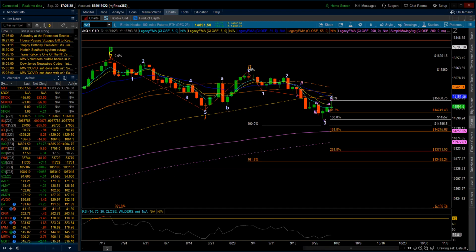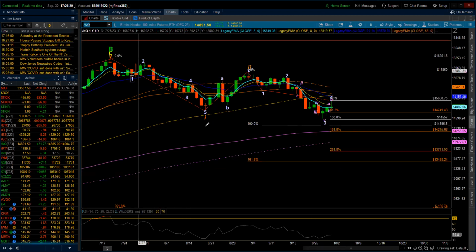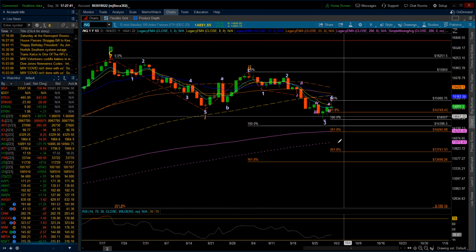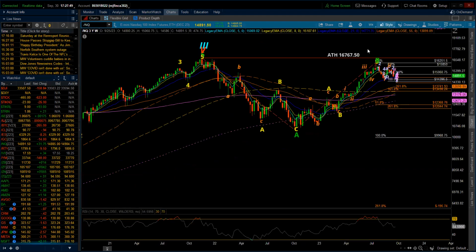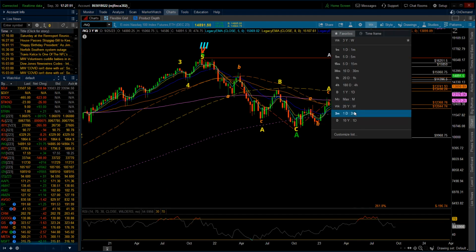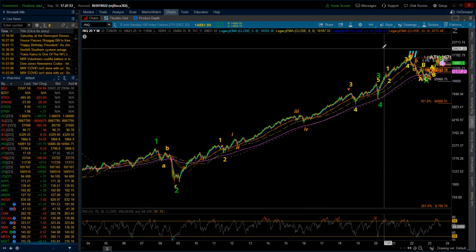Same story, primary C wave coming down, and we've got minor wave 1, minor wave 2. Again, just in all fairness, I didn't actually review the big picture, but if I'm going to come out here, let me go one more. Let's go look at my weekly.